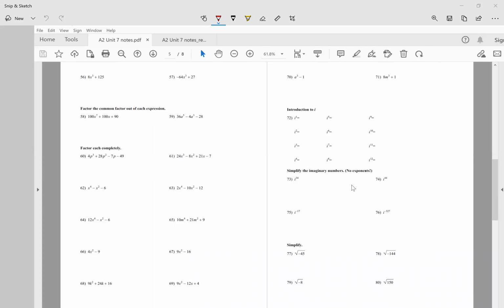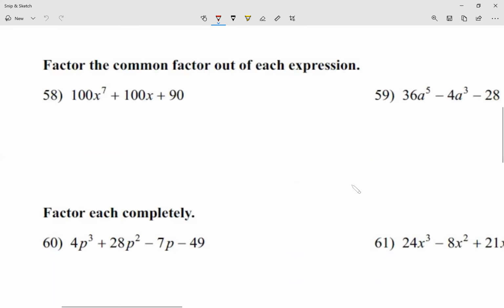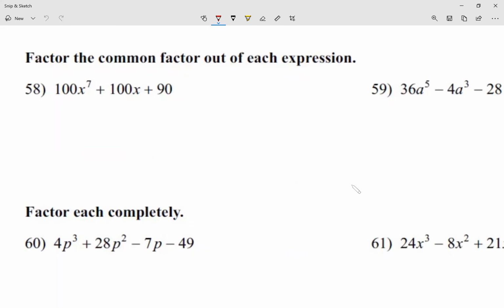All right, so let's do a quick review of the week 58 through 71. Okay, so let's see. Question number 58. For 58 and 59, it says factor the common factor out of each expression. So this is where we start looking at the greatest common factor. Number-wise, 100, 190. What's the biggest number I could divide them by? I'm going to say 10.